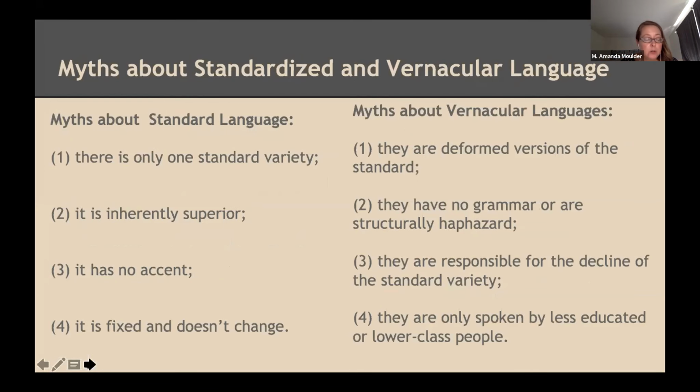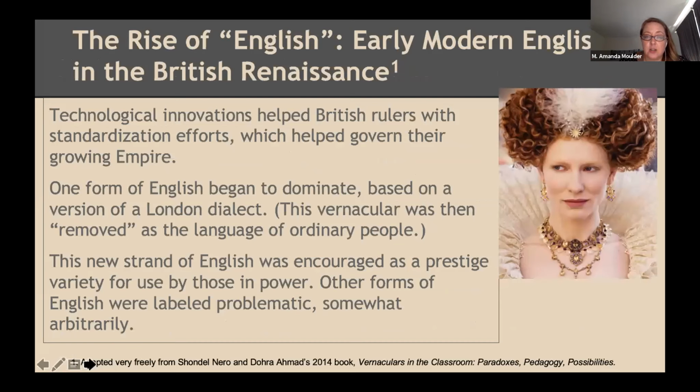All right, but we hold with us a variety of different myths about standard language and about vernacular language. We often believe that there's only one standard variety of a particular language, that variety is inherently superior to all other versions of a language, that it has no accent, and that it's fixed, that it doesn't change. And there are parallel myths about vernacular languages. So a lot of people believe that they're deformed versions of the standard, that they have no grammar or are structurally haphazard, that they're responsible for the decline of the standard variety, and that they're only spoken by less educated or lower class people.